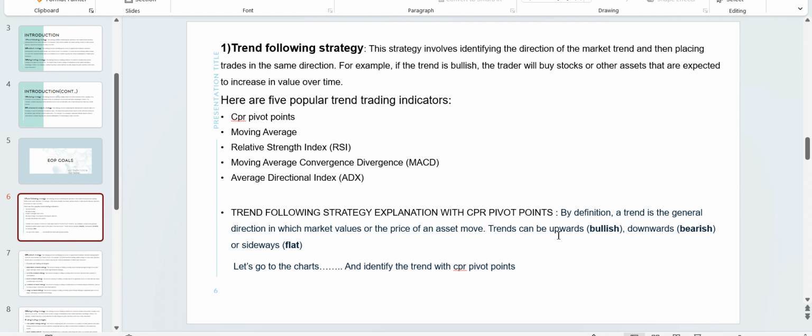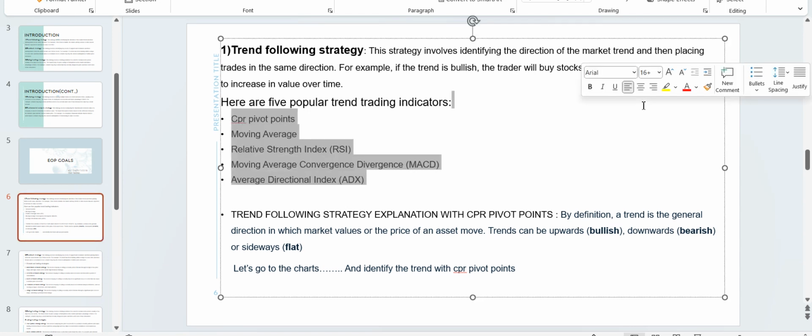So I hope you understand how to know the trend with the CPR pivot points. If you don't understand this, please ask me in the comment section. I will clear your doubts. Now, once you understand the trend of the index or the stock, you have to apply the bullish strategies when it is in uptrend or the bearish strategies when it is in downtrend. Okay? Hope you understand this.